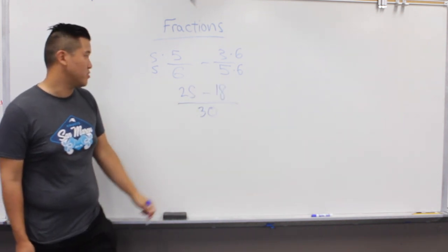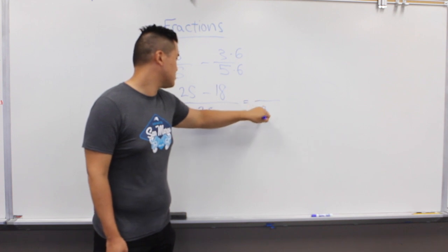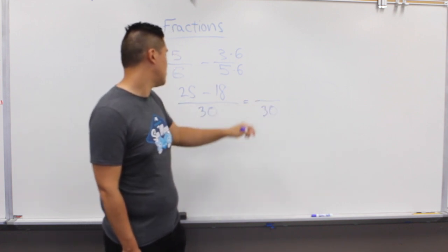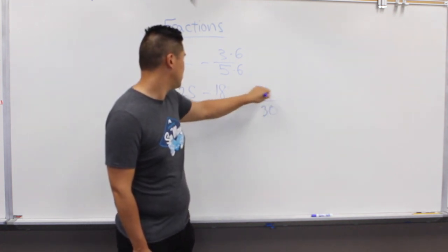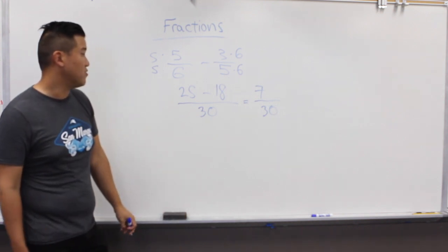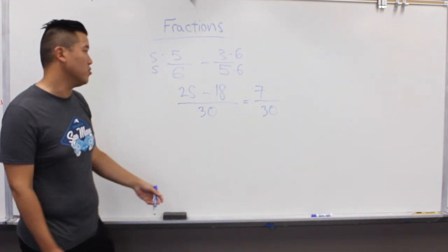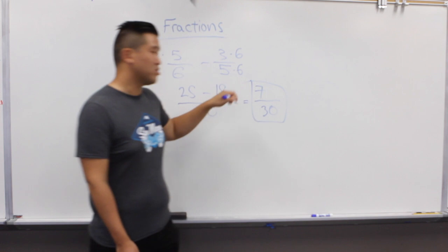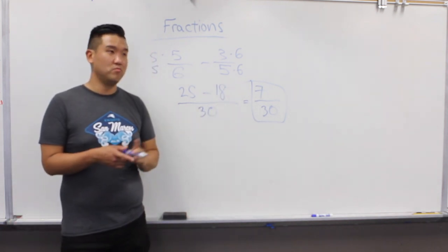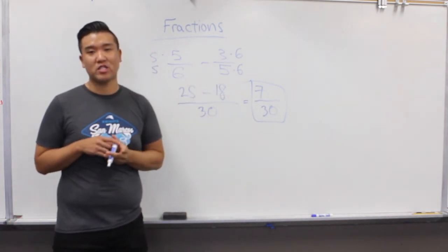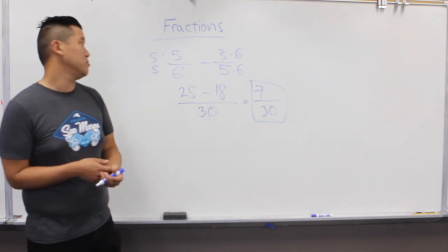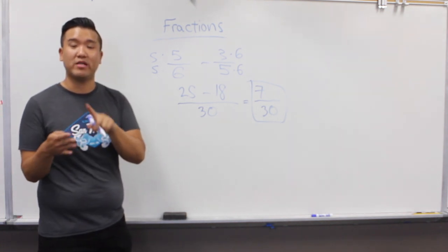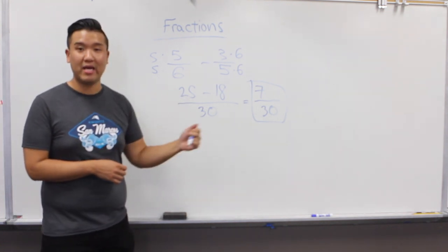And that's my answer, so we just subtract. So we get 7. 7 over 30. Can we reduce that? No. So that's my final answer. So check to see if you got that. Review this. It's always good to review fractions. We tend to forget it. So review add, subtract, multiply, division. That's what we talked about today.